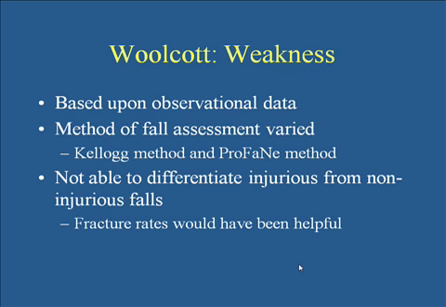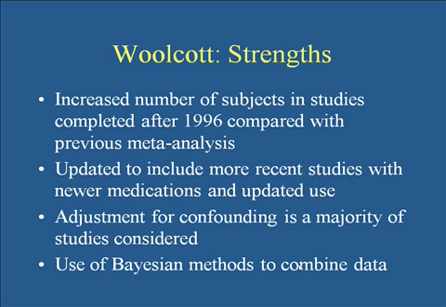So a couple weaknesses of this meta-analysis. Again, of course, it's observational data, but that is the best we have in this case. Method of fall assessment we talked about a little bit earlier on. It did vary in all of the studies. Some used the Kellogg method and some the more generic or more broad profane method. And again, we don't have fracture rates, we just have number of falls. Probably one of the most important strengths of this study is the fact that we have more recent studies using newer medications and updated use and guidelines. And also that we have adjustment for the first time of confounding for more than half of the studies that were looked at.